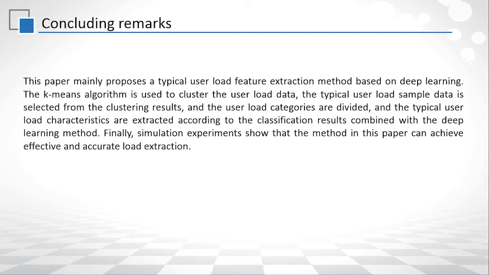The k-means algorithm is used to cluster the user load data. The typical user load sample data is selected from the clustering results, and the user load categories are divided, and the typical user load characteristics are extracted according to the classification results combined with the deep learning method. Finally, simulation experiments show that the method in this paper can achieve effective and accurate load extraction.